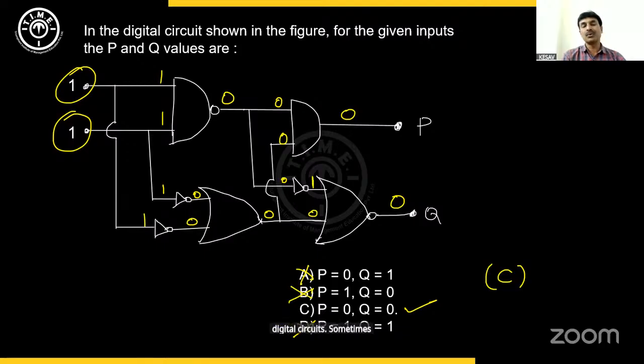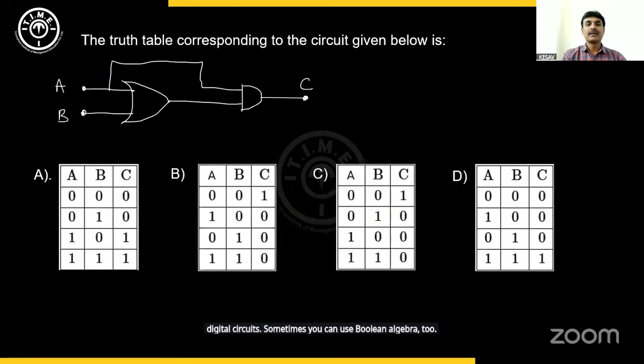Sometimes you can use Boolean algebra too. The truth table corresponding to the circuit given below is truth table. A and B are the two inputs. Simple OR gate here, followed by AND gate. C is the output. For A, B inputs, C is the output.